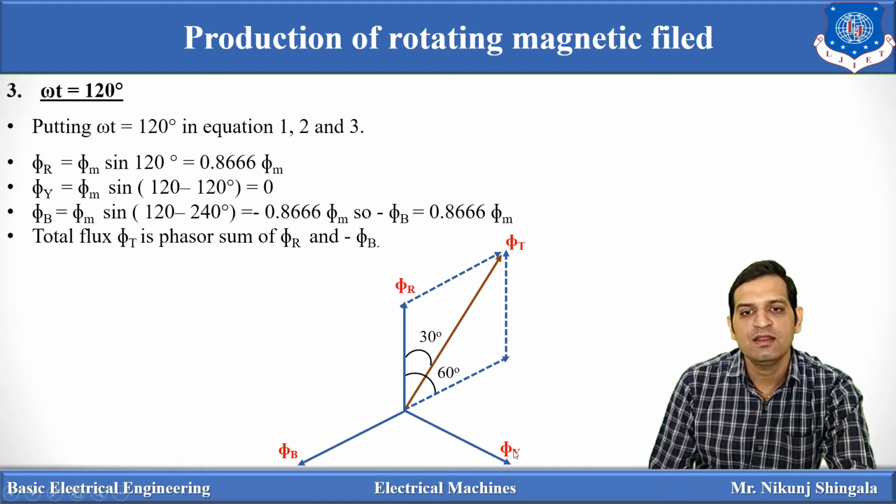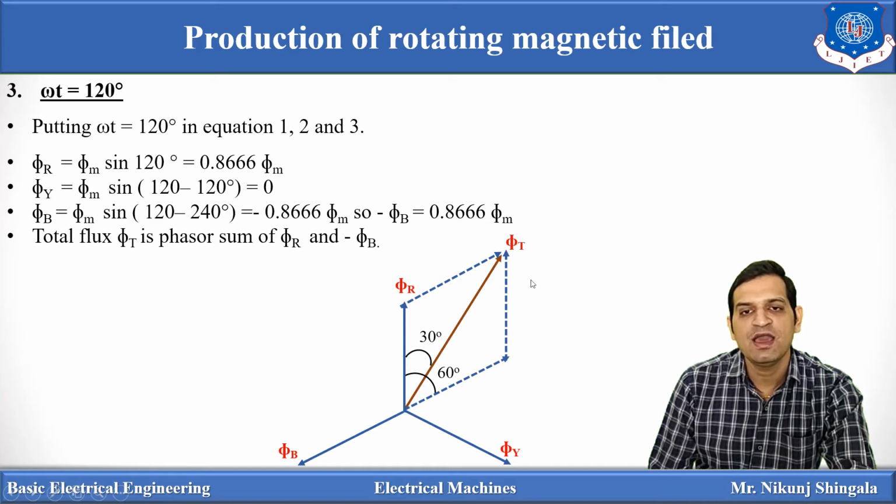So phi r is there, phi y is 0 and phi b is also there. So resultant flux is a phasor sum of phi r and minus phi b. So taking the opposite of that, that is a minus phi b over here. Now resultant flux can be found using parallelogram. So diagonal of the parallelogram will give you the resultant flux.